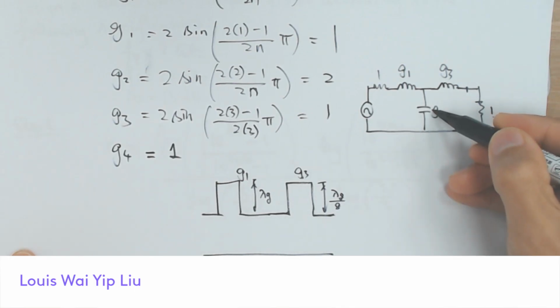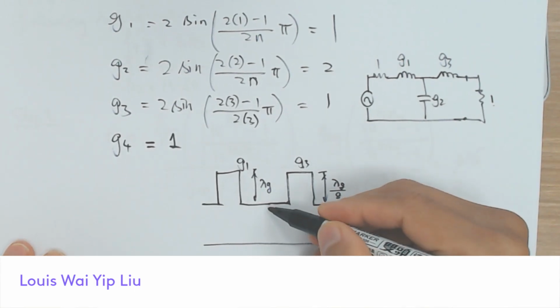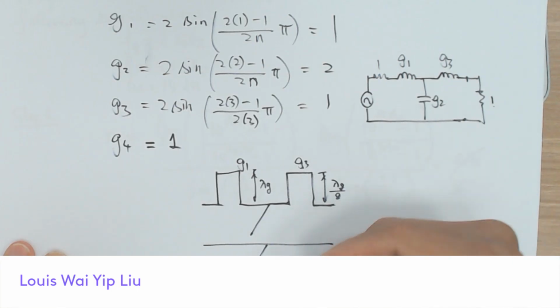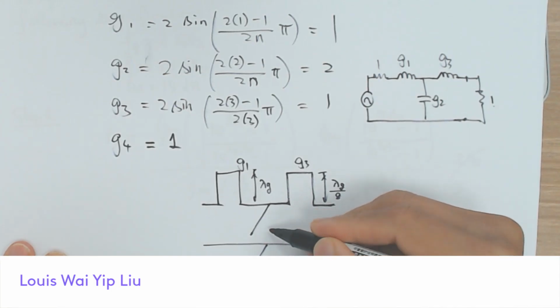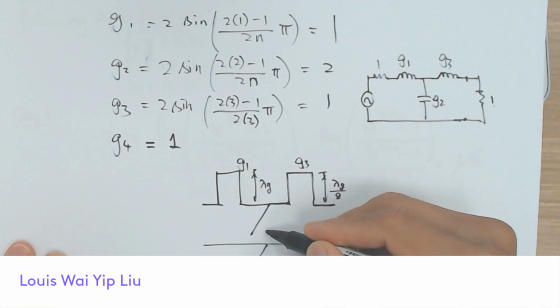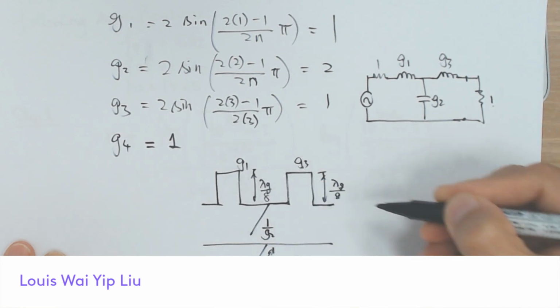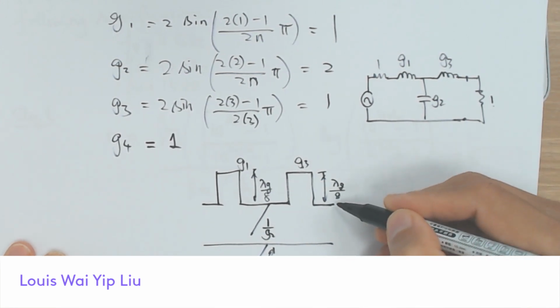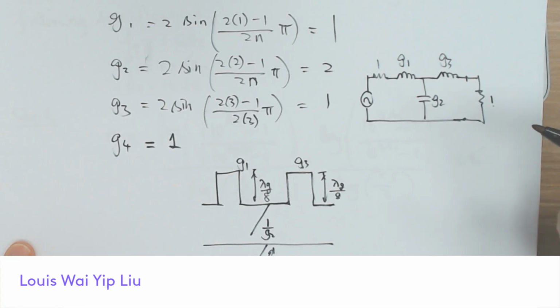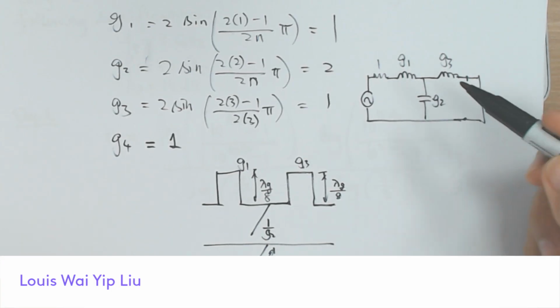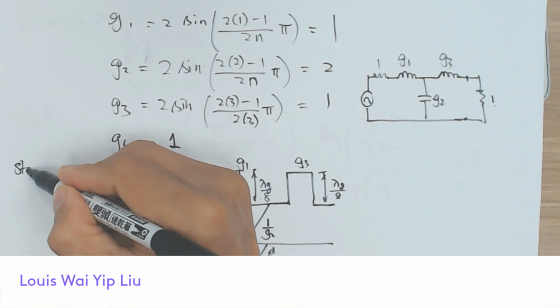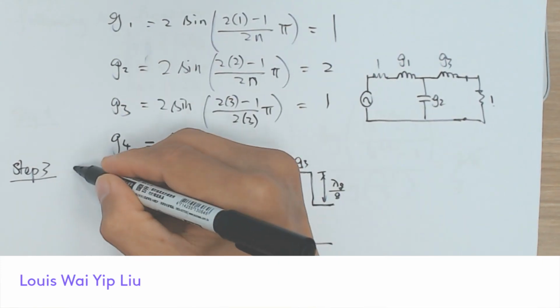For the capacitance, we will have an open circuit stub, and the characteristic impedance is 1 over g2. And the length here is obviously lambda g divided by 8. So this is the circuit that we need. This is the so-called Richards transformation.